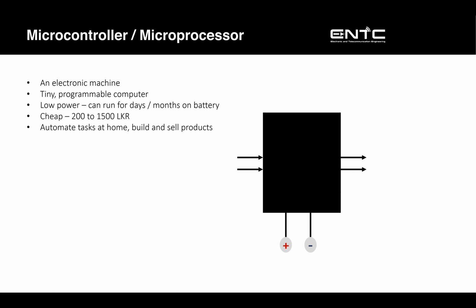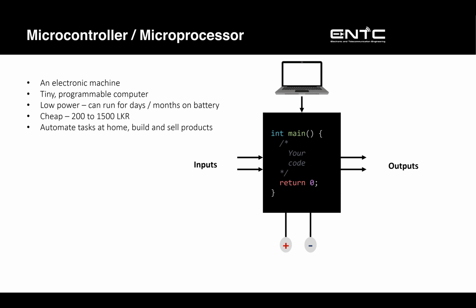You can use this to automate tasks at home and to build and sell products, right? So you can make your own business out of it. After doing this course, we'll be guiding you on that. You have a microcontroller, and it takes some inputs and generates some outputs. Quite simple. Using a computer, you program the microcontroller. You write your own code and program it to decide what to do with those inputs to get the outputs.